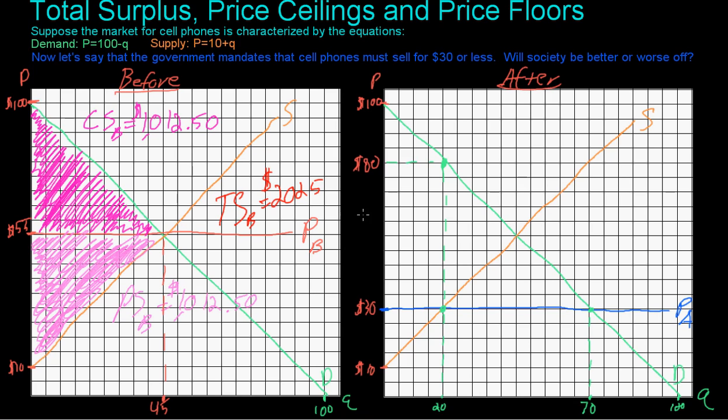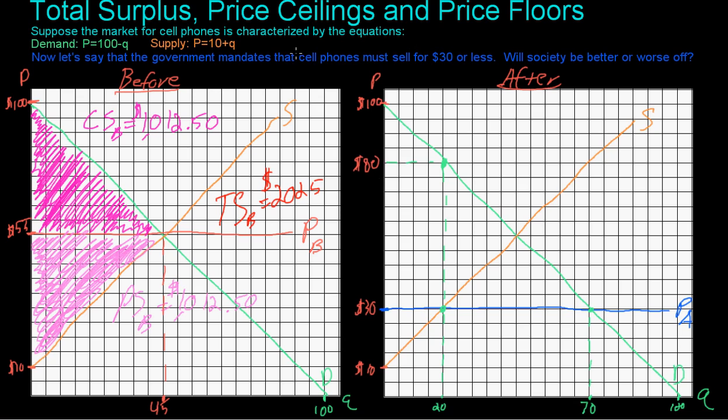So in this video we're going to talk about total surplus, price ceilings, and price floors. We've talked about total surplus before, we've talked about price ceilings before, and we've talked about price floors before, but we haven't talked about all three together. So we're going to start off by building a situation that we're going to talk about and analyze.